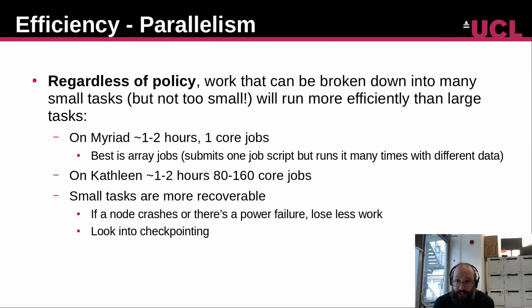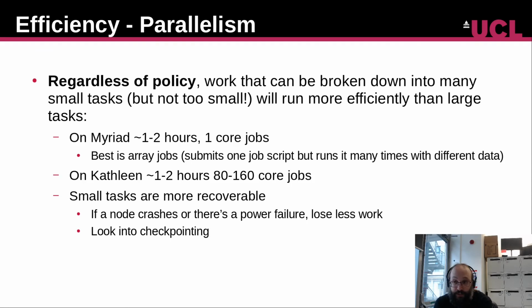Regardless of policy, almost all work can be broken down into many small tasks, which will run more efficiently than large tasks. On Myriad, the optimum job size is about 1 to 2 hours in length for single core jobs. The best way to do lots of work is to submit an array job. You submit one job script, but it creates tens or hundreds of thousands, depending on what you tell it, of copies of that job with different input data.